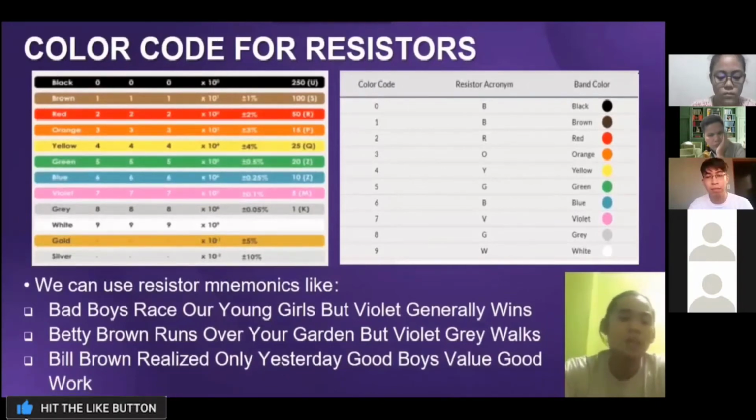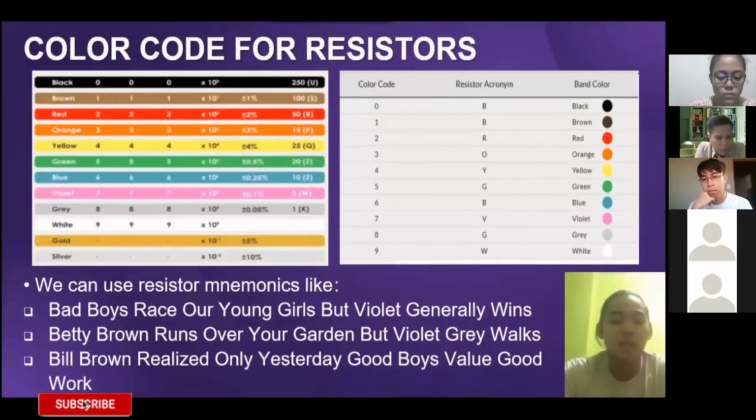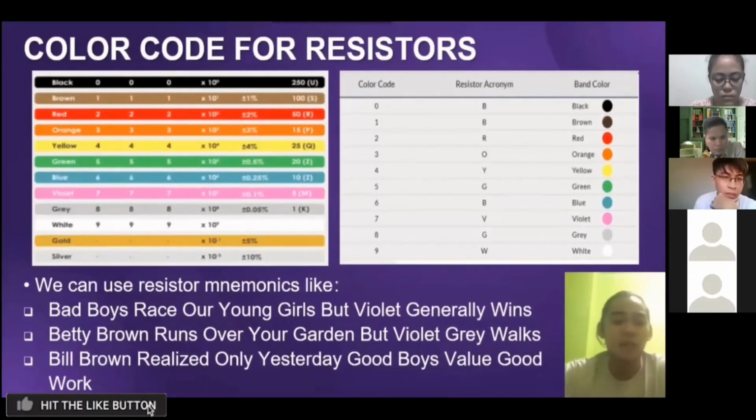We can use resistor mnemonics like "Bad boys race our young girls, but Violet generally wins," or "Betty Brown runs over your garden, but Violet Gray walks."